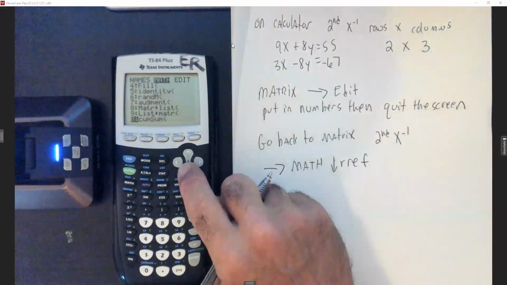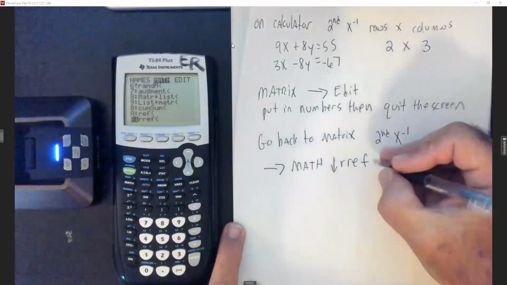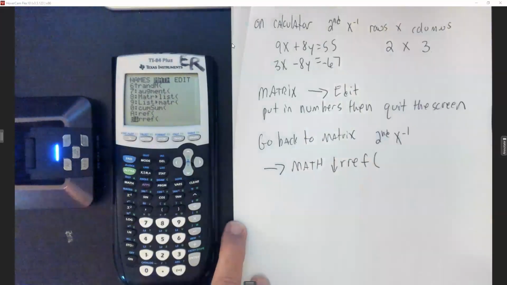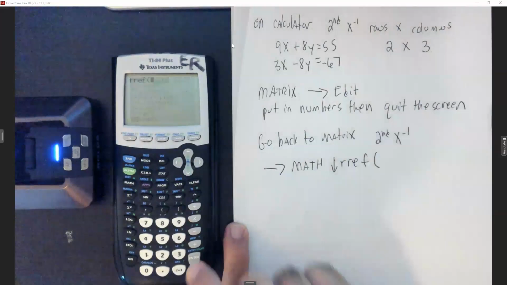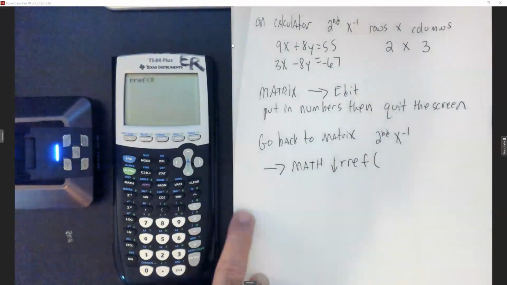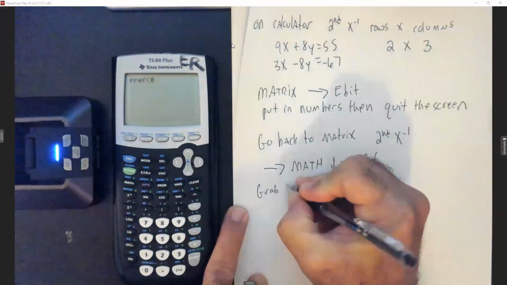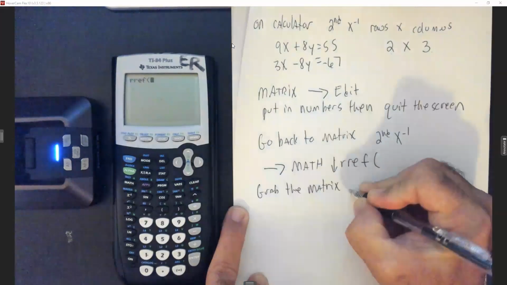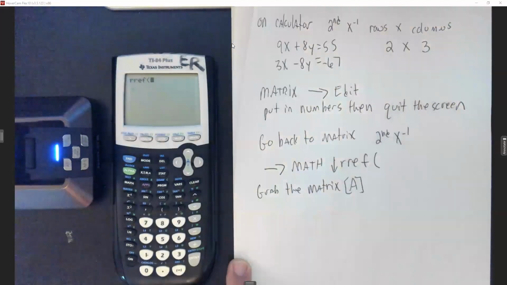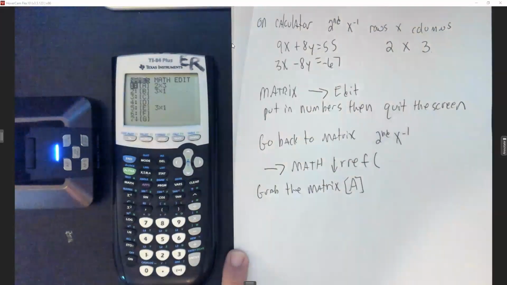And I got REF. Now I want RREF. This is actually going to fix the matrix and solve it. So you would hit enter on that, bring it to the screen. Now that we got that on the screen, grab the matrix. In mine, I put in A, so I'm going to grab my matrix A by hitting second, x negative 1. A is highlighted, so hit enter.